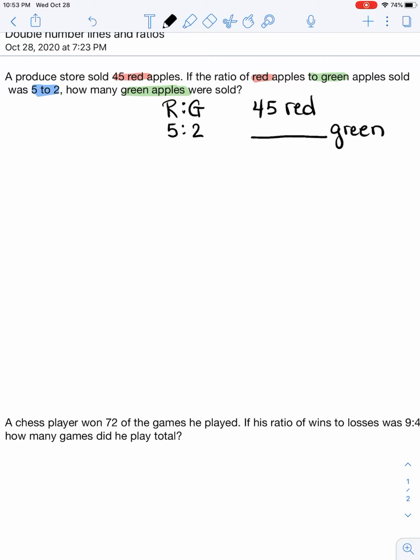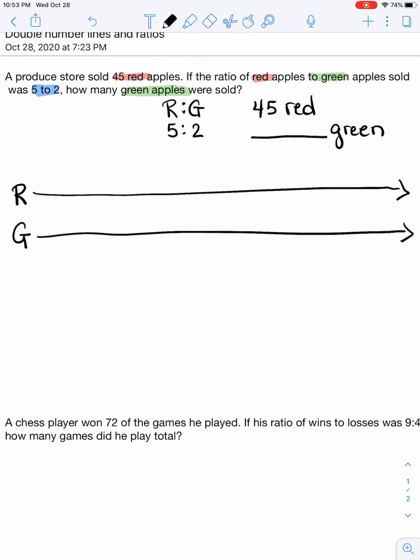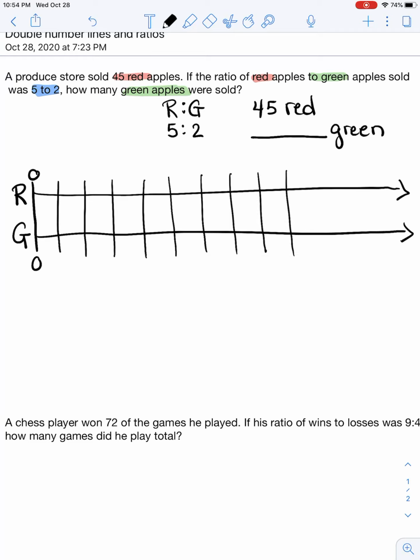In order to start, I'm going to label, because I always label. I'm going to label my number lines red and green. And let's draw two number lines, because it is a double number line. And because this is a problem about apples and you can't have negative apples, we're going to start each number line with 0. And you can see we're kind of connecting them because they are a double number line. Now I'm going to make my intervals. And when you make your intervals, just like when you make a fraction model, you try to get them as evenly spaced as you can.